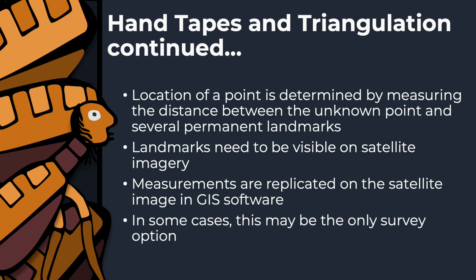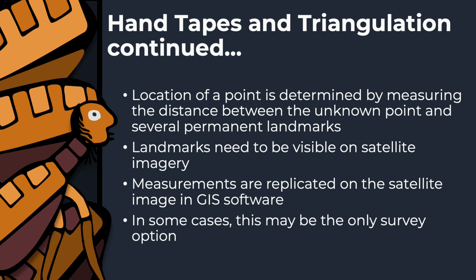Using tapes and other non-digital devices requires the use of triangulation to determine the location of features. In triangulation, the location of a point is determined by measuring the distance, and sometimes angles, between the unknown point and several permanent landmarks in the survey area, such as the corner of a building or utility pole, that are also visible on satellite imagery. These measurements are then replicated on the satellite image within the GIS software to calculate the true geographic position of the point. If using this system, it is important to measure these points in relationship to enduring landmarks in order that the survey points can be relocated again in the future.